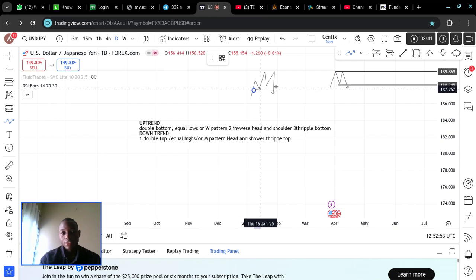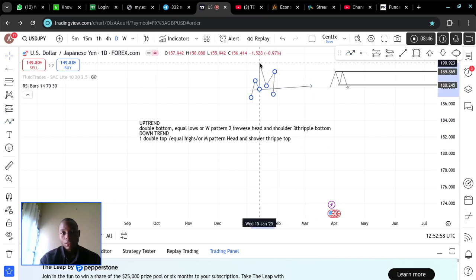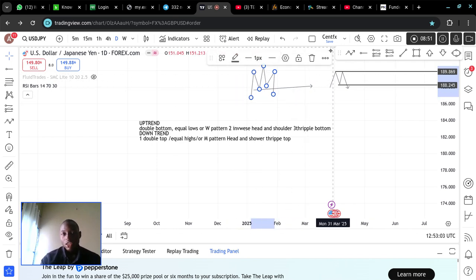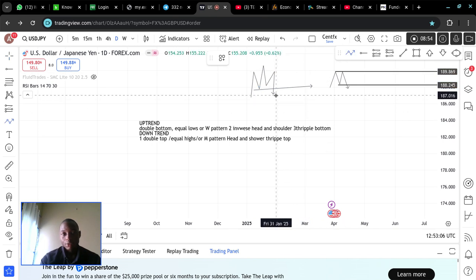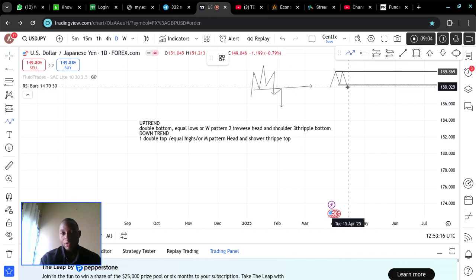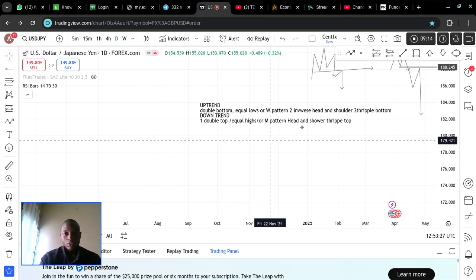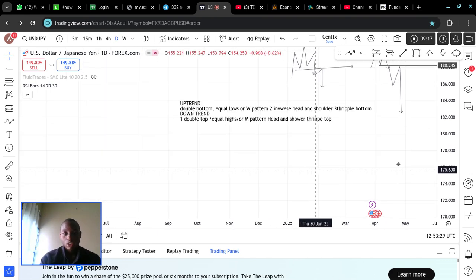So now, this is your neckline. You have to wait for this market to come back and retest your neckline that has broken and turned to resistance, and then boom, you go for a sell. This one, the same thing. You have to wait for this market to come back, retest the neckline that has been broken, and then you target the next resistance.